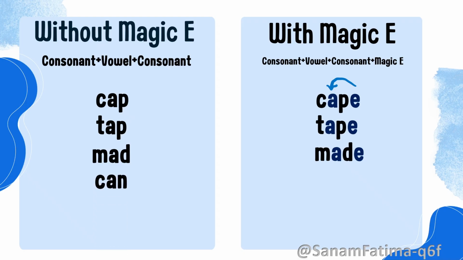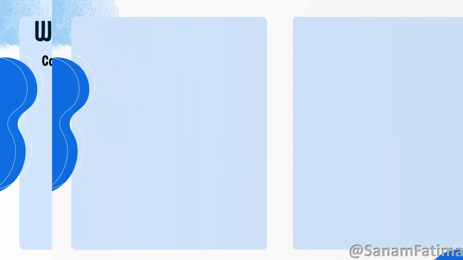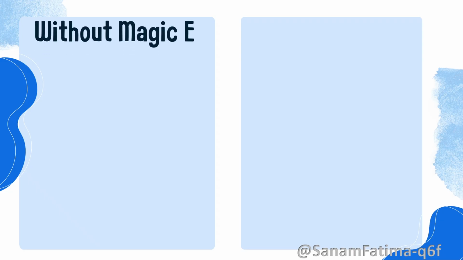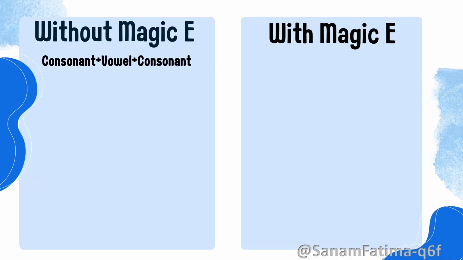I will show you other examples too. Can, cane. At, hat. Ate, hate. See, I hope you understand how vowel letter A words change with magic E and without magic E. And let's see the examples with I sound. So, pin, pine.